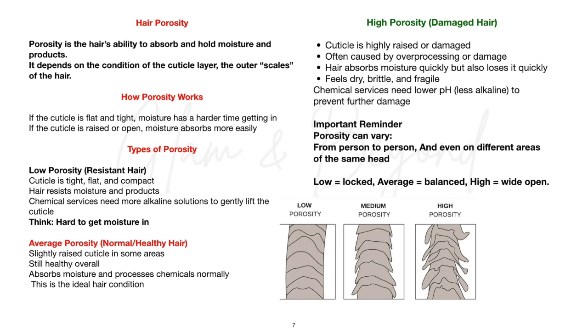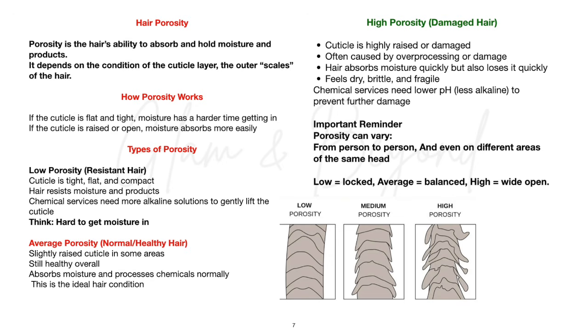Hair porosity. Porosity is the hair's ability to absorb and hold moisture and products. It depends on the condition of the cuticle layer, the outer scales of the hair. How porosity works. If the cuticle is flat and tight, moisture has a harder time getting in. If the cuticle is raised or open, moisture absorbs more easily.